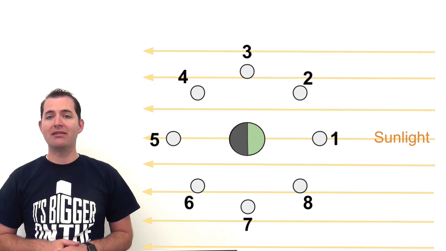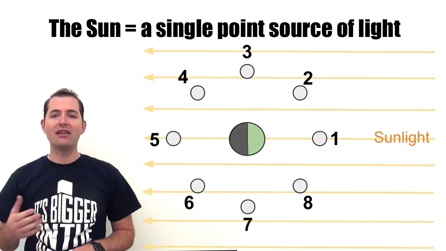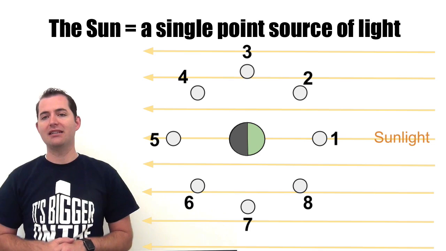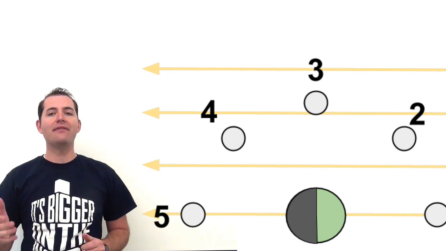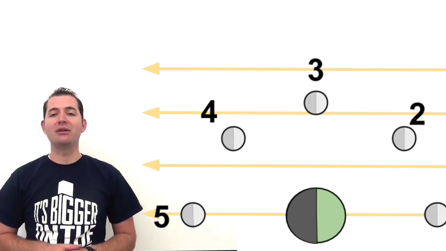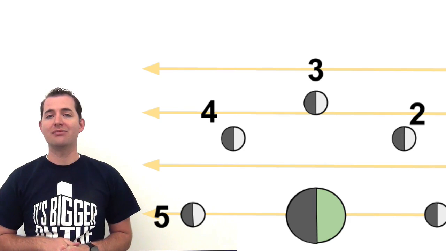An important thing to know about this model is that we have a single point source, or the sun. And whenever there's a single point source, it can only light up half of an object at any time. So in this location number 3, only the half of the moon that is facing the sun can be lit up, and the other half will be shaded or will be in darkness. The same is true for every moon in this model.